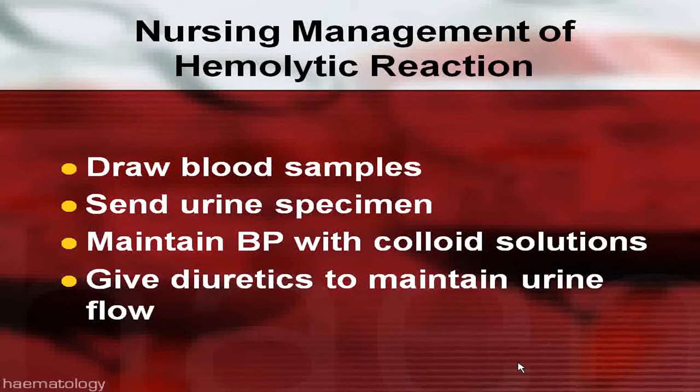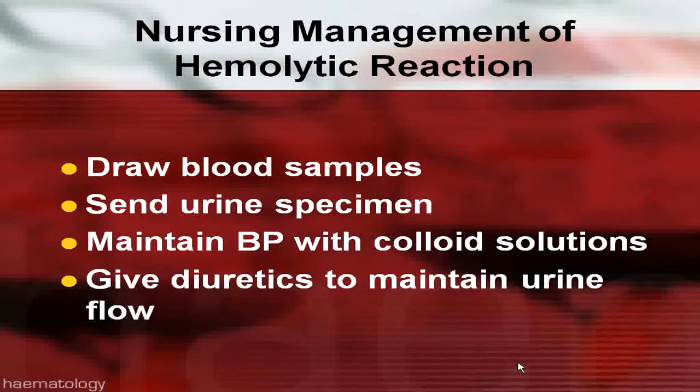What do you do as a nurse? What's the first thing you're going to do? Stop the transfusion. Maintain the IV line. Once you've done that, you've notified the physician, you're going to be drawing blood samples, getting urine specimens, and sending those to the lab. And you're going to keep the blood pressure up because remember they get hypotensive, with a colloid solution. Something like D5 half normal saline, lactated Ringer's, or just normal saline.